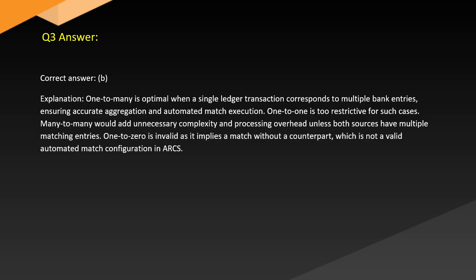Many-to-many would add unnecessary complexity and processing overhead unless both sources have multiple matching entries. One-to-zero is invalid as it implies a match without a counterpart, which is not a valid match configuration in ARCS.